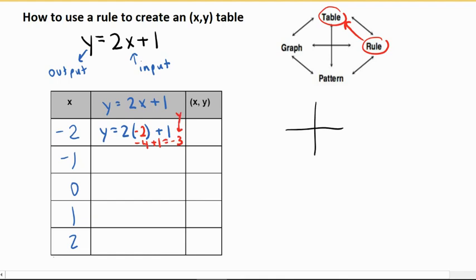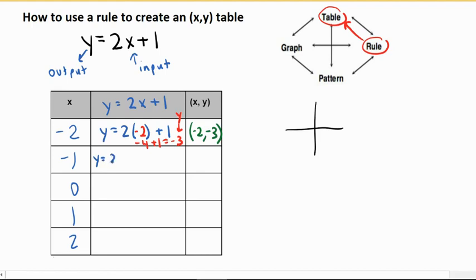So now we have a coordinate point. So I have -2 is the x value, because that's from over here. And then we just figured out that y equals -3. Okay, so again, we start with our x, and then we plug it in so we can get out the y value, the output. Okay, let's do the same thing for the next one.